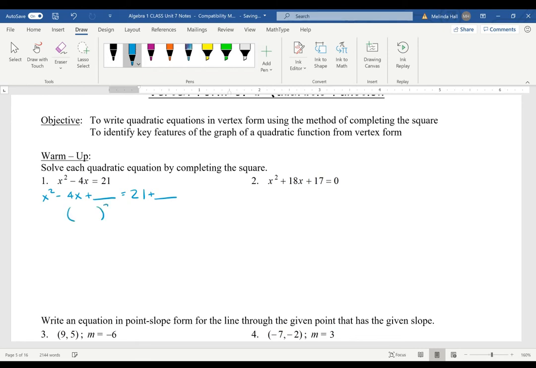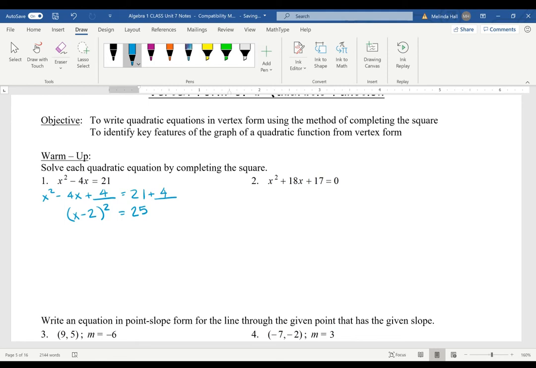To do that, I have some math tricks for you. We take the square root of this first term, which would just be x. And then we take half of our b term, so that would be -2. And then we just take that number and square it to complete the square. So -2 squared would give us +4. And if I add 4 to the left side, then I have to add 4 to the right side, which would give me 25.